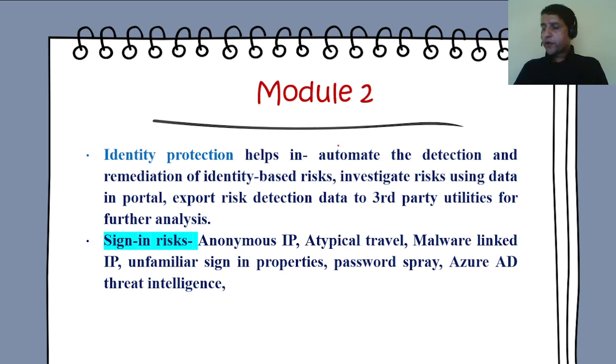What is identity protection? It helps automate the detection and remediation of identity-based risk, investigates those risks using the portal, and exports the risk detection data to third-party utilities for further analysis. Sign-in risk could be someone trying to access from an anonymous IP, atypical travel, a malware-linked IP, unfamiliar sign-in properties, a password spray attack, or Azure AD threat intelligence.